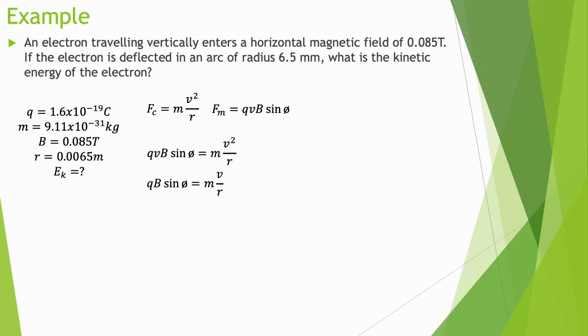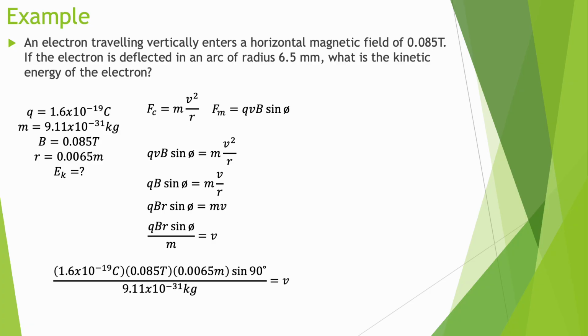and then we're going to rearrange this to get v on its own, so that we can then use that to get our kinetic energy. So I'll start by multiplying both sides by the radius of the arc, and then divide both sides by the mass of the electron. At this point, substitute our values in, and we end up with a speed of 9.7 times 10 to the 7 meters per second.